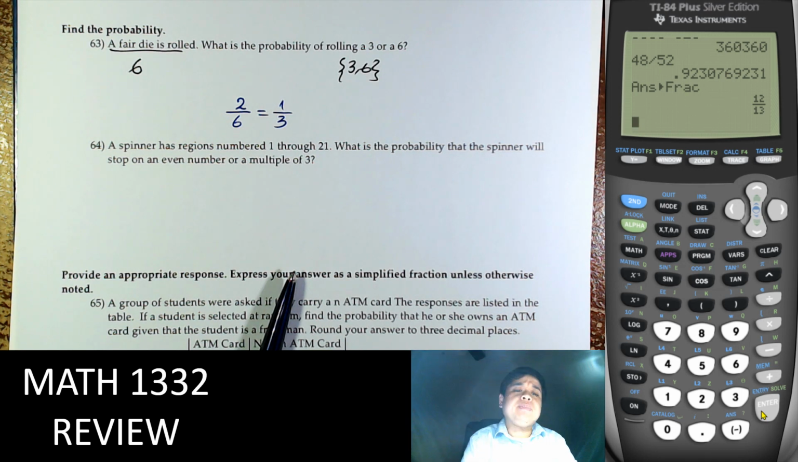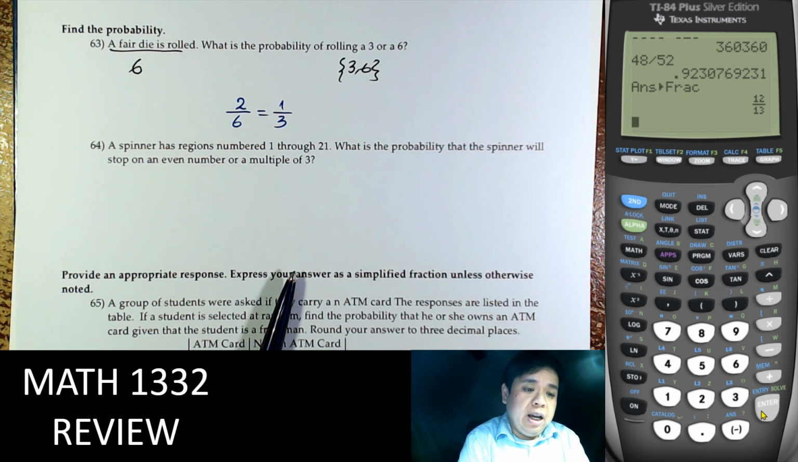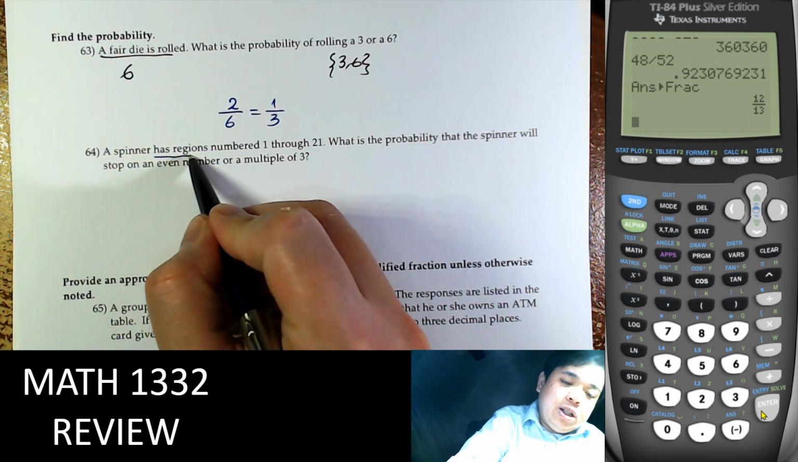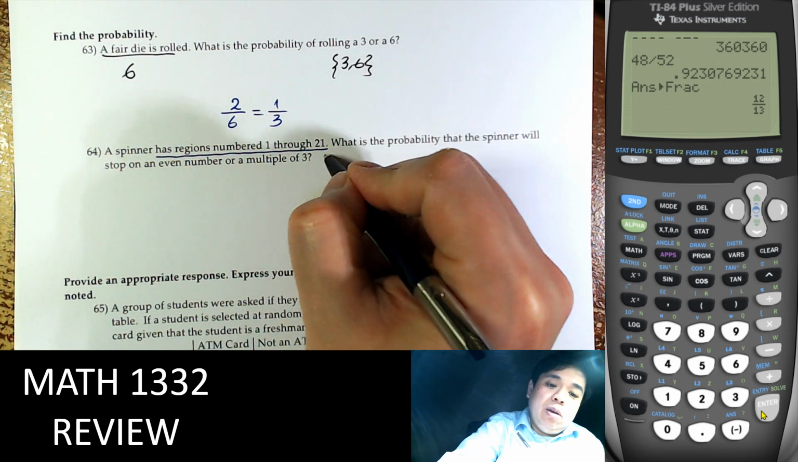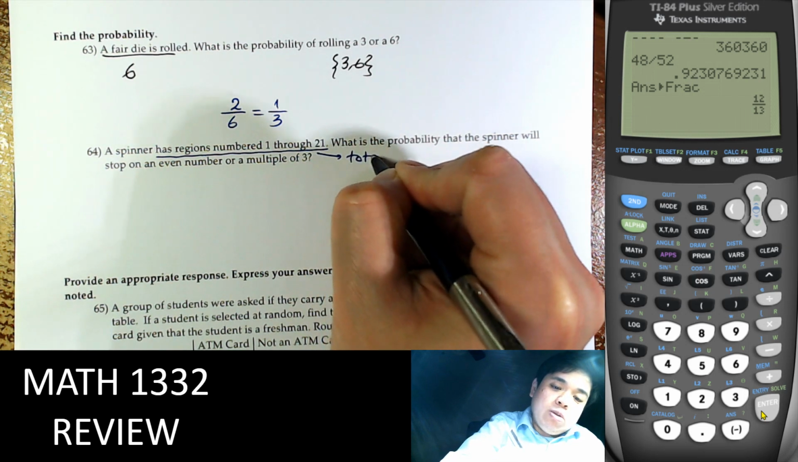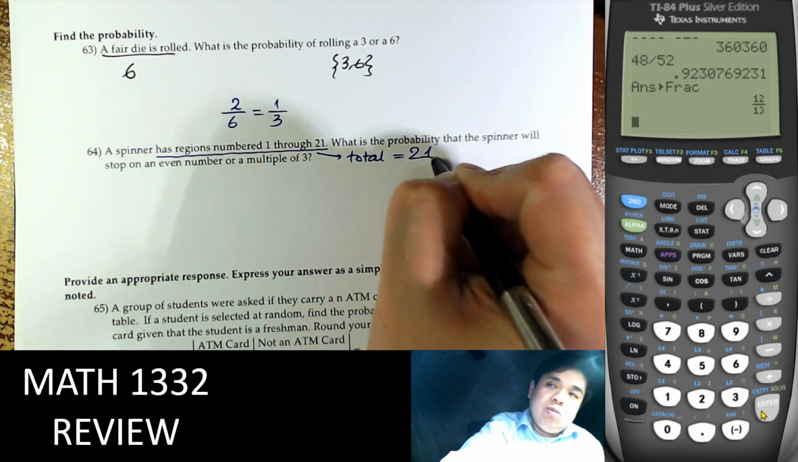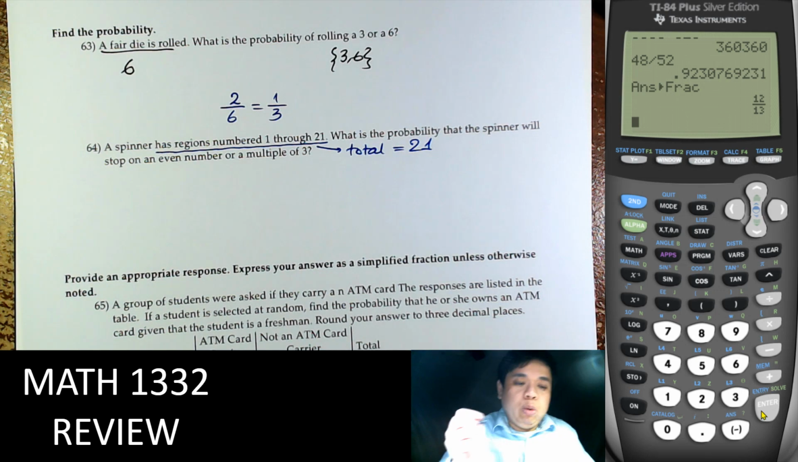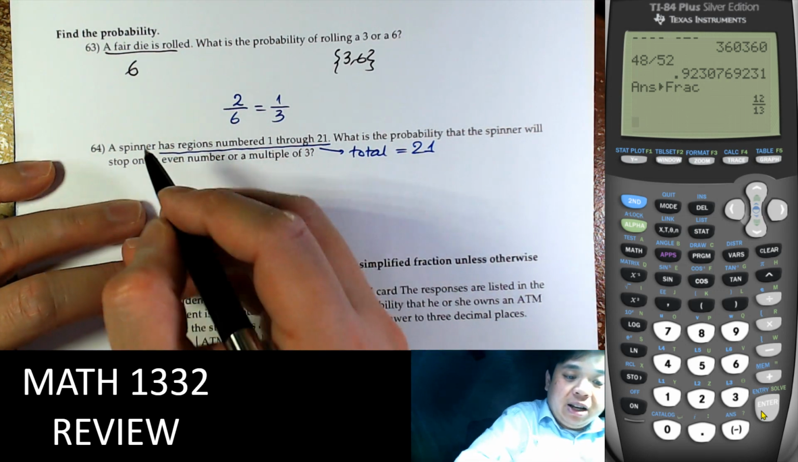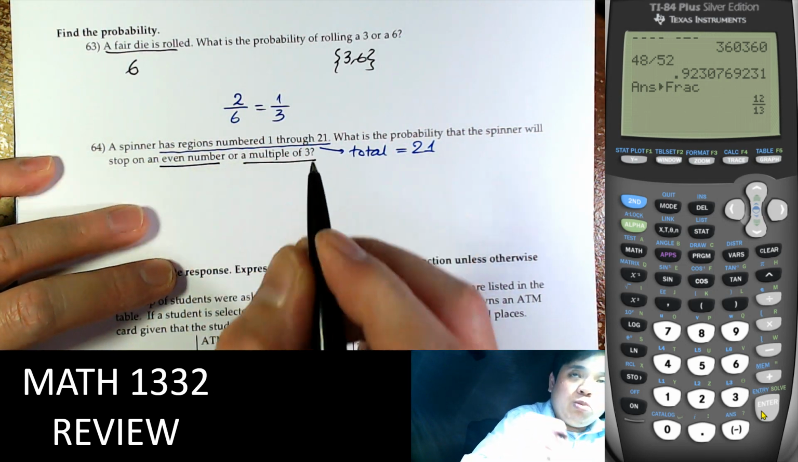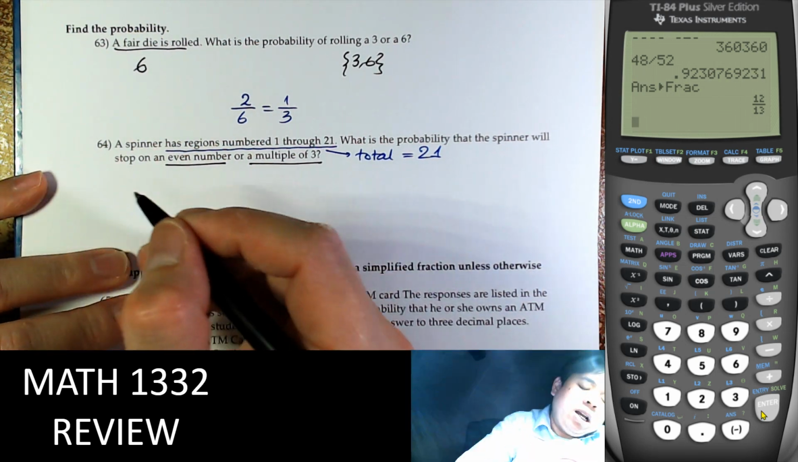Right. Next, a spinner has regions numbered 1 to 21. What is the probability that the spinner will stop at an even number or a multiple of 3? So if it has the region numbers from 1 to 21, that means there are 21 options in total, right? Now we want this particular event of even number or multiple of 3. So we just list them.